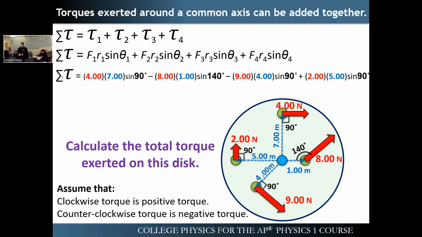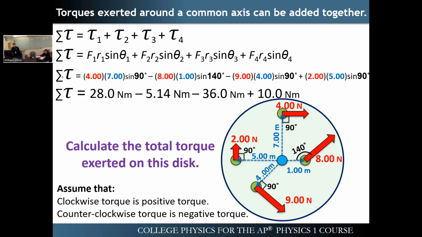And we just plug in all the numbers, pretty straightforward there. We knew all the data. And then if we break it down a little bit further, we can see our first contestant, 28 Newton meters of torque, pretty good. And then bulky over here, 5.14, super strong, but not very effective, right?